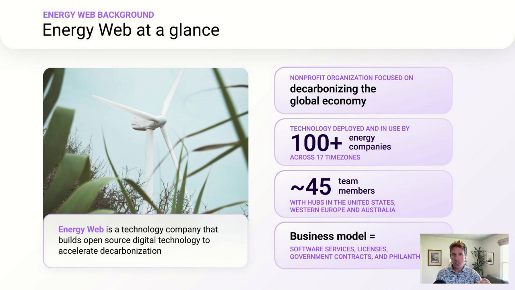Our entire mission and lifeblood is about this confluence of the energy transition and digital technology, and injecting as much open source technology into that space as we can. Energy Web technology is already deployed and in use by somewhere over 100 energy companies across pretty much the whole planet, 17 time zones, as you can see on this slide. So we don't have the whole planet, but that's quite a few time zones in coverage.